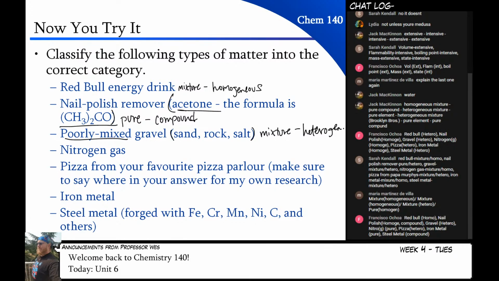For the next one, I have nitrogen gas. What is nitrogen? Well, it's just N on the periodic table, right? Note that nitrogen gas is not air. Air would be a homogeneous mixture, but nitrogen gas is just nitrogen gas. It's just nitrogen.